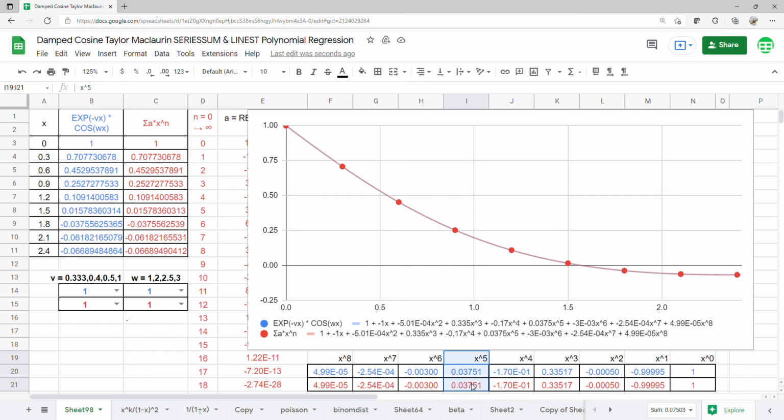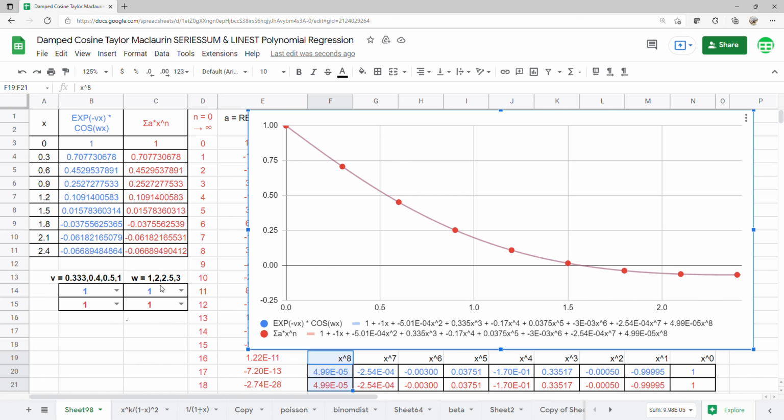Coefficient of x to the 5th, that's 0.0375, 0.0375. Coefficient of x to the 6th, that's 3 times 10 to the minus 3. This is 3 times 10 to the minus 3. Coefficient of x to the 7th, 2.54 times 10 to the minus 4. And coefficient of x to the 8th, 4.99 times 10 to the minus 5.